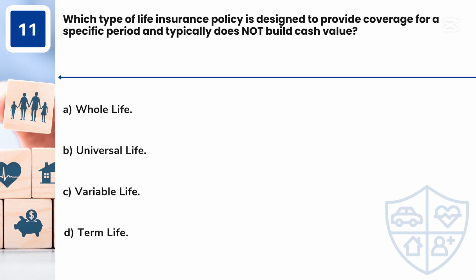Question 11. Which type of life insurance policy is designed to provide coverage for a specific period and typically does not build cash value? A. Whole life. B. Universal life. C. Variable life. D. Term life.